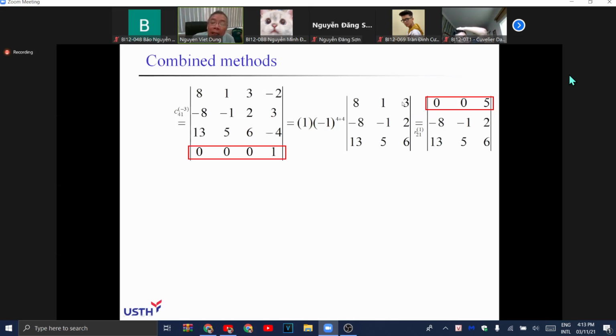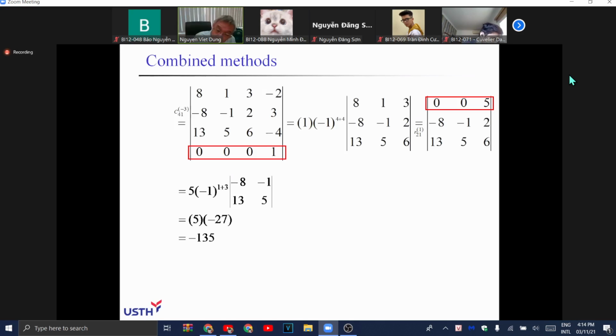And even here you can still apply the elementary row operation R2 to R1 to get that. Now that one is very easy to find the determinant because it is here, and that is an example for you to see.